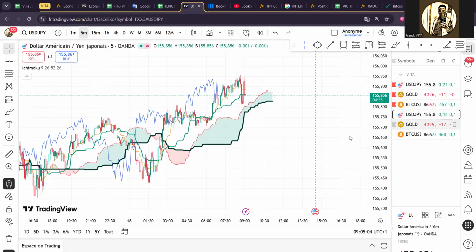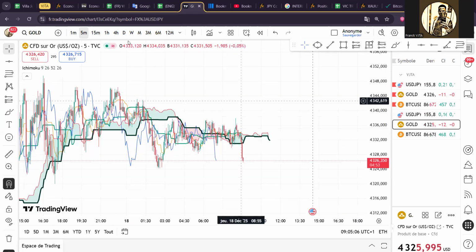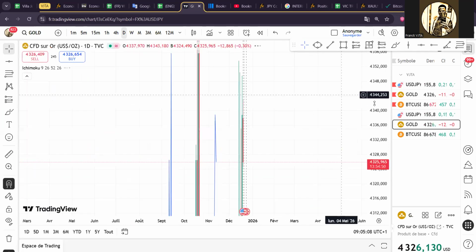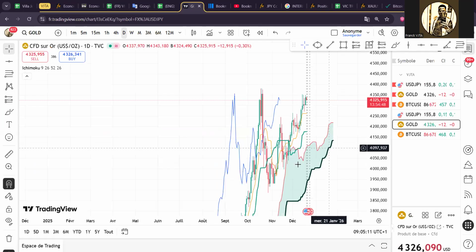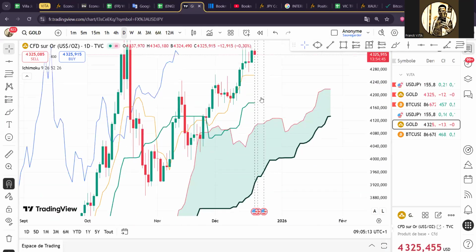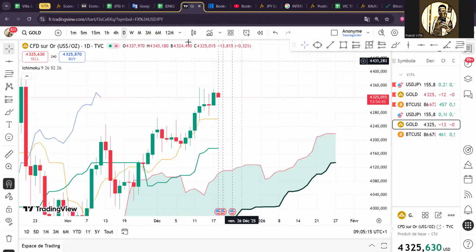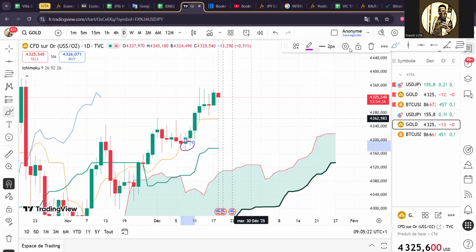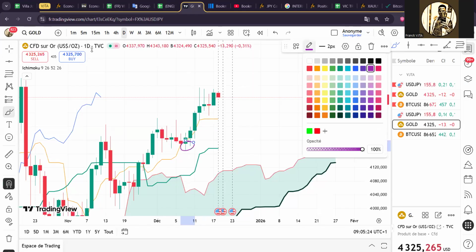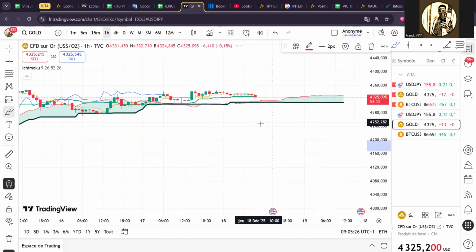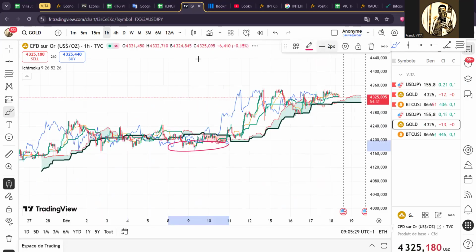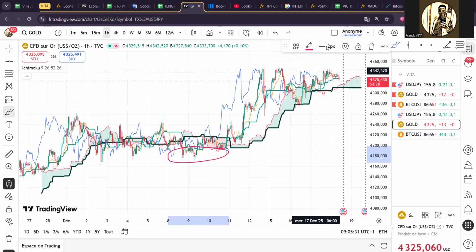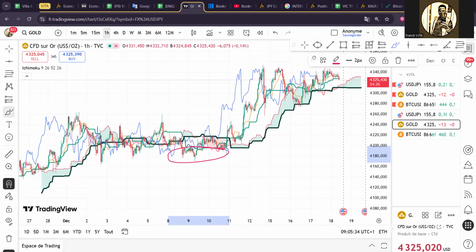Let us look at daily, for example. Let's go on gold. If you have a setup on daily, let us take this Tenkan setup on daily, right? You go on 1 hour and you look at what? An inverted Tenkan on 1 hour. You look at that inverted Tenkan on 1 hour.